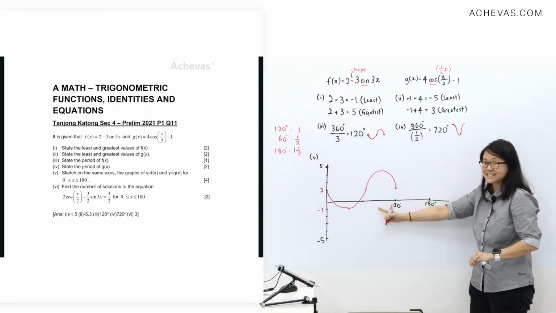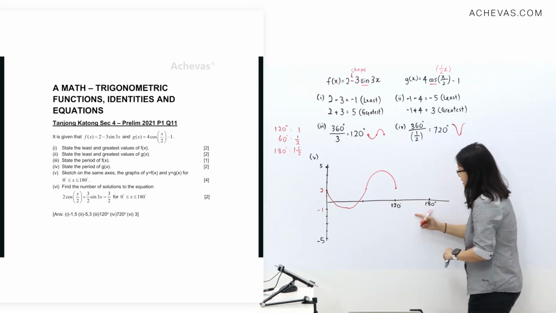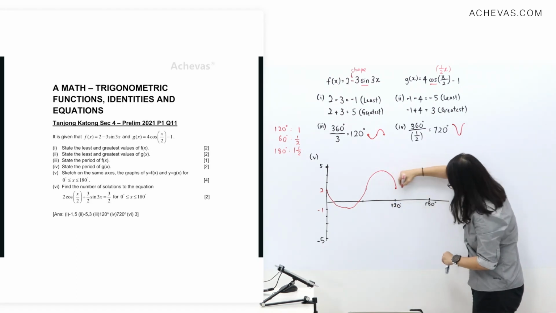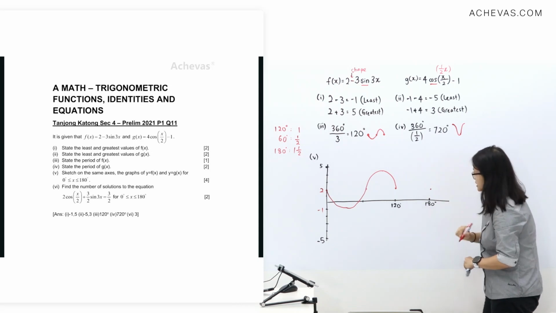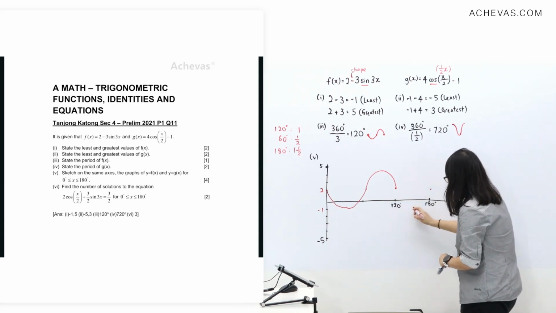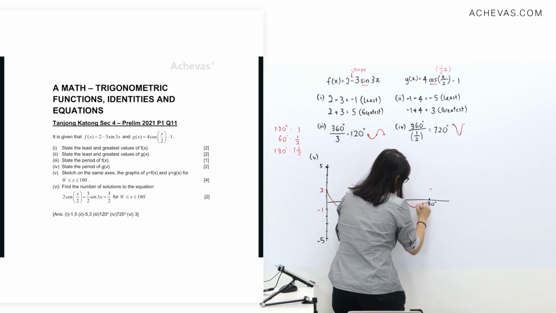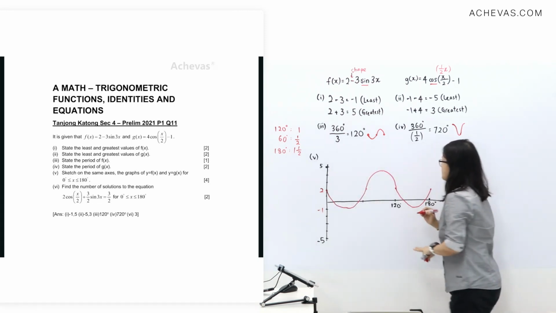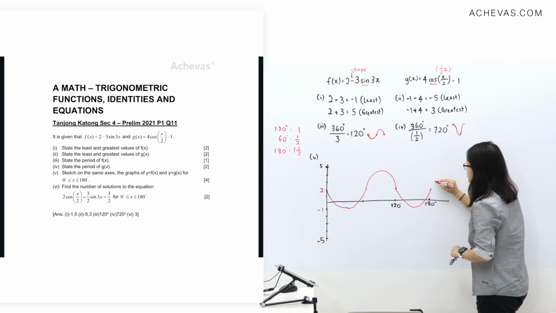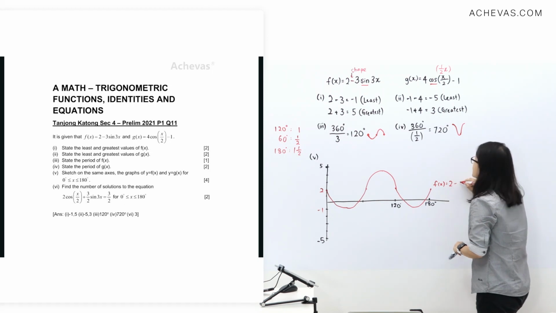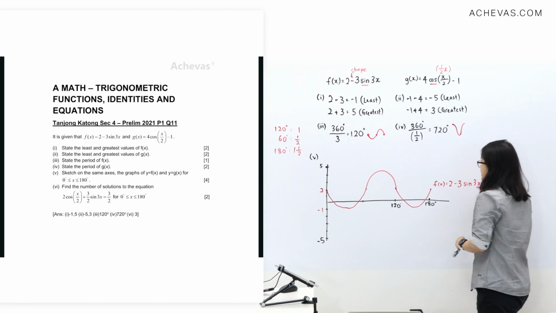I complete one sine graph, and I need to draw half over here. So same thing, I'm going to draw a guidance point for myself and the minimum value somewhere here. So I'm going to label this one that I just drew. This is f(x) equals 2 minus 3 sine 3x.